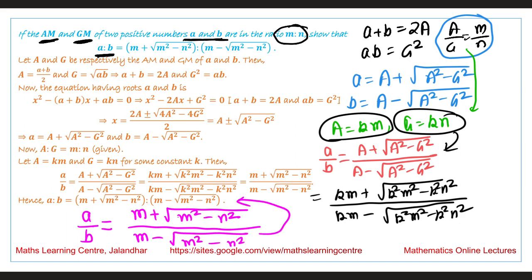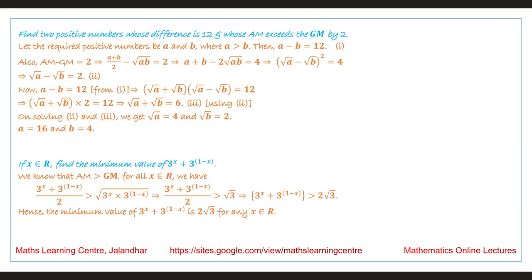We obtain this result. This is the ratio of a is to b, and this is what we have to prove. Next question we have is, find two positive numbers whose difference is 12 and whose arithmetic mean exceeds the geometric mean by 2.